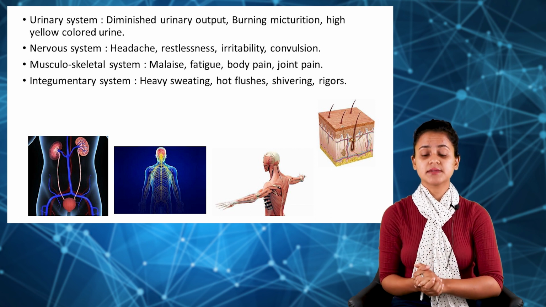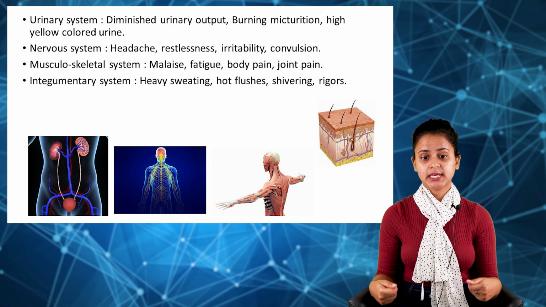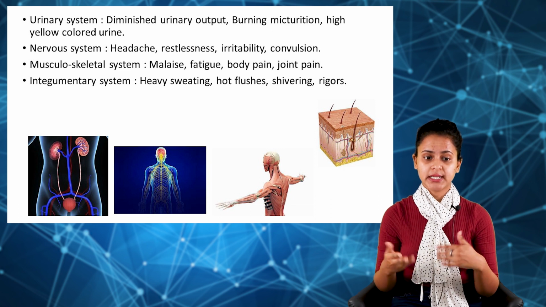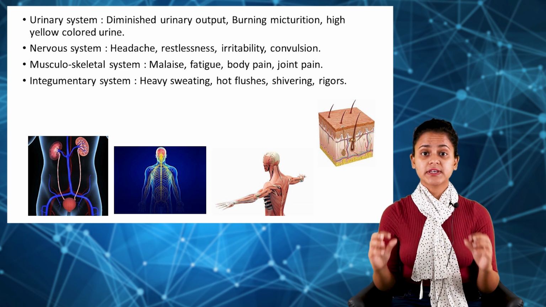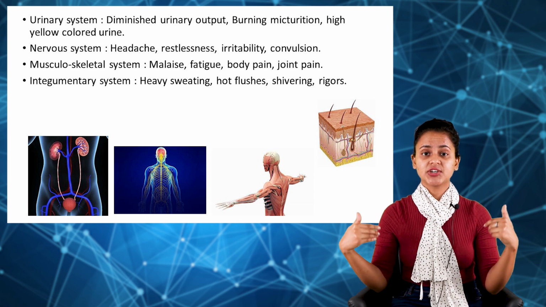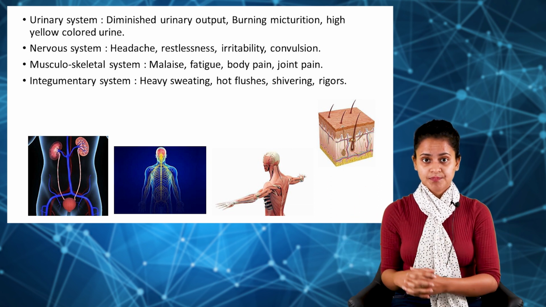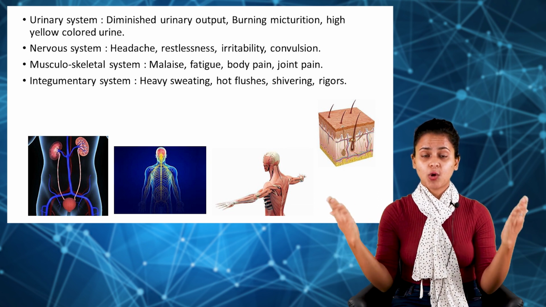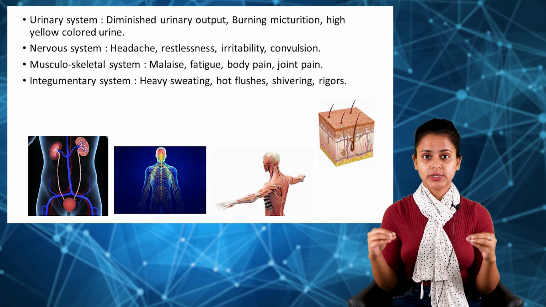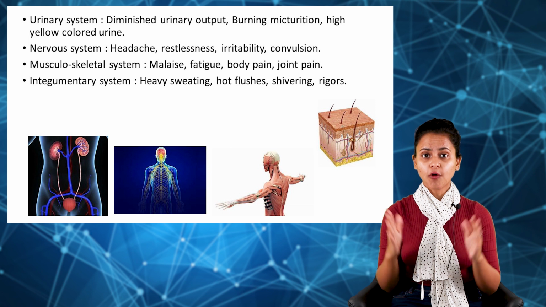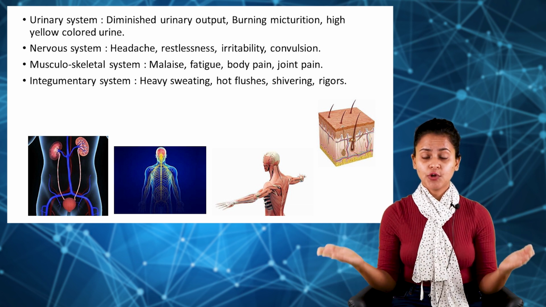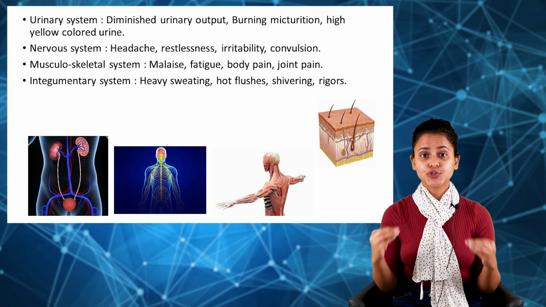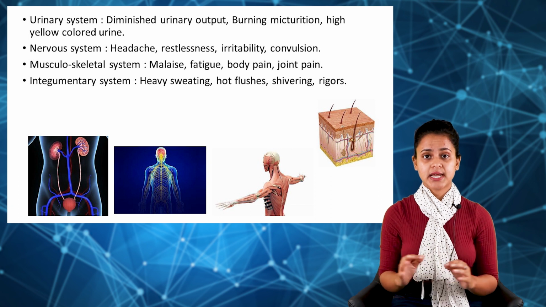In case of the urinary system, often the client will complain about diminished urinary output. There can even be burning micturition. The specific gravity of the urine can increase with fever. There will also be high yellow coloration of the urine noted for the client. This often occurs because of the fluid volume deficit associated with the fever, due to excessive sweating or diaphoresis.